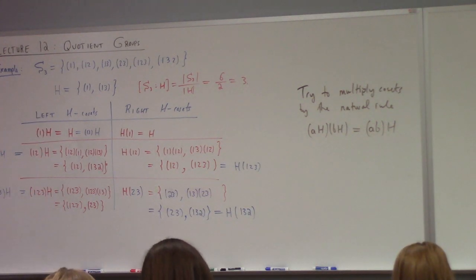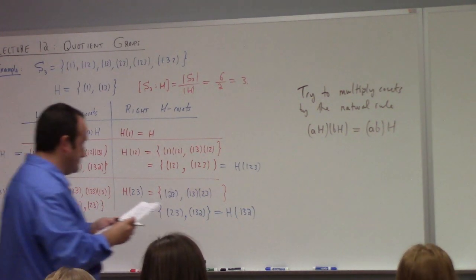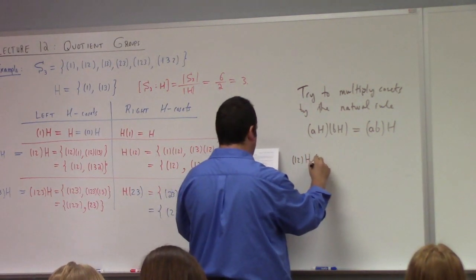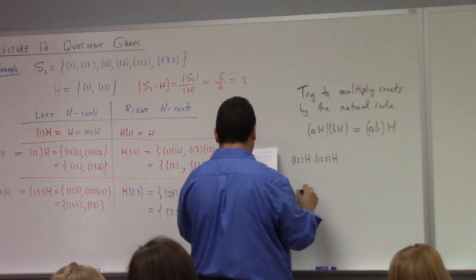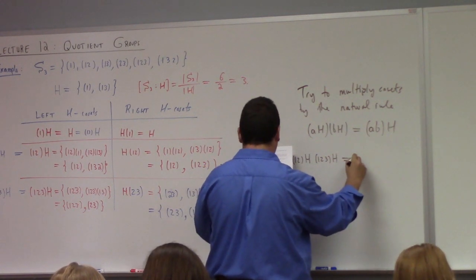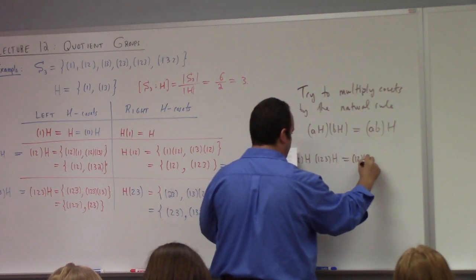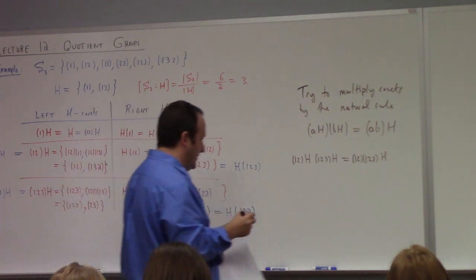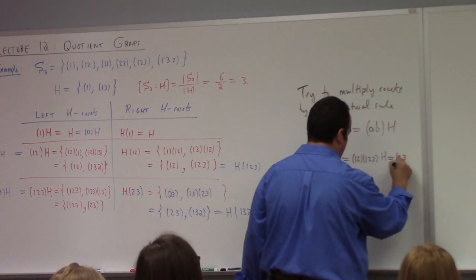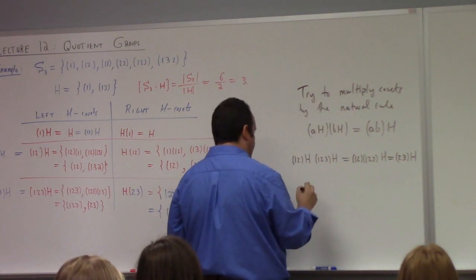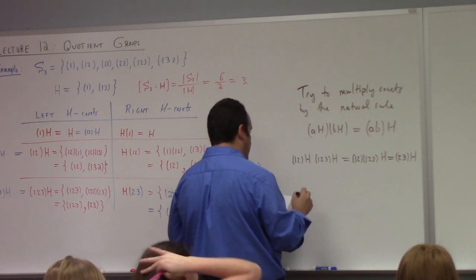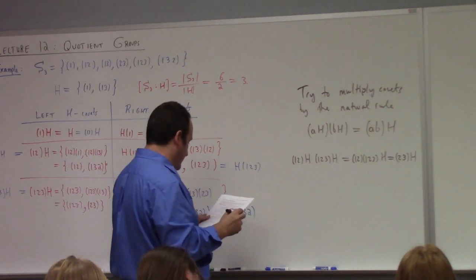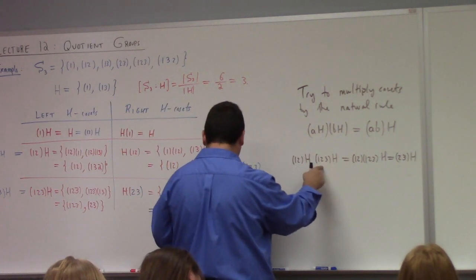Well, that's the trouble. We can look at, for example, (1, 2)H times (1, 2, 3)H, which would, according to our natural rule, be (1, 2) times (1, 2, 3) times H, which would be what? (1, 2) times (1, 2, 3) works out to (2, 3). So it's that left coset. On the other hand, what are other ways we could look at (1, 2)H?